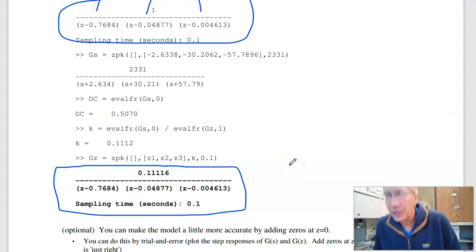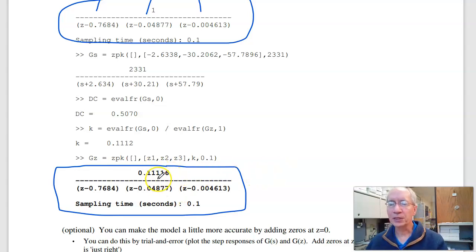Optionally, what you could do is add a couple z's in the numerator. If I plot the step response of this system, it has too much delay. Every time I multiply by z, I move forward in time by 1 sample, 0.1 second. It's add enough z's until the 2 step responses match up. You get the right amount of delay. I can do that by trial and error.